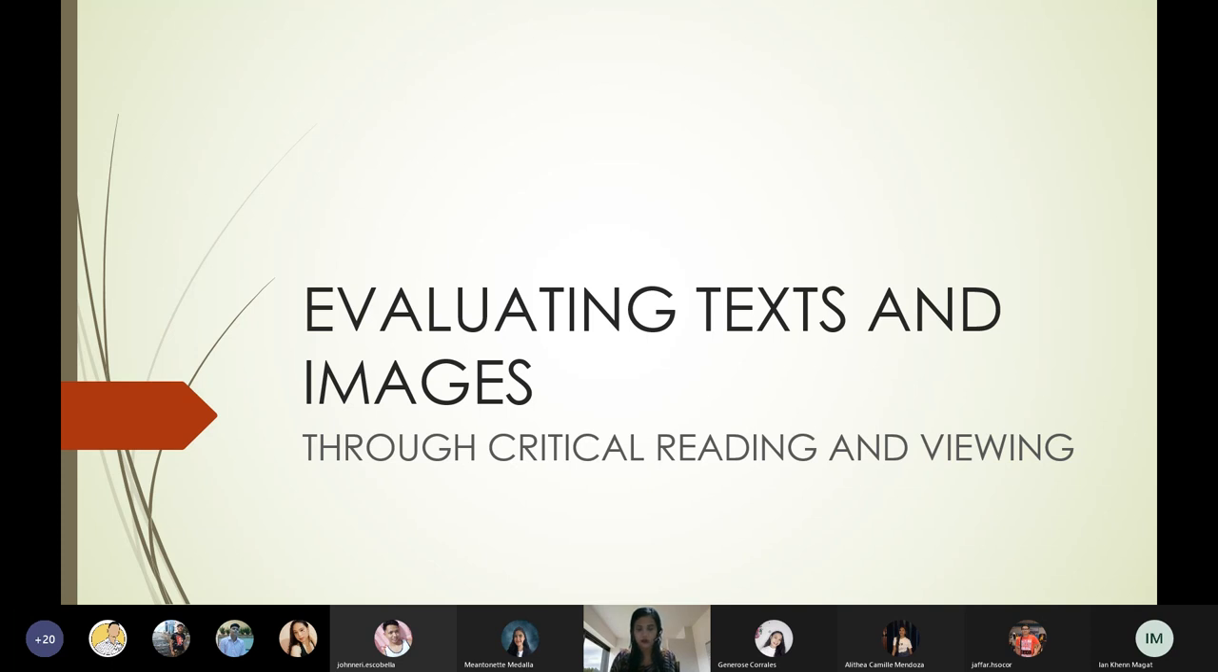So after my class, I'll go to TUP. Okay. Can you see my slide? The evaluating texts and images through critical reading and viewing. Do you see it? Yes, po. Okay, very good. So let's start.